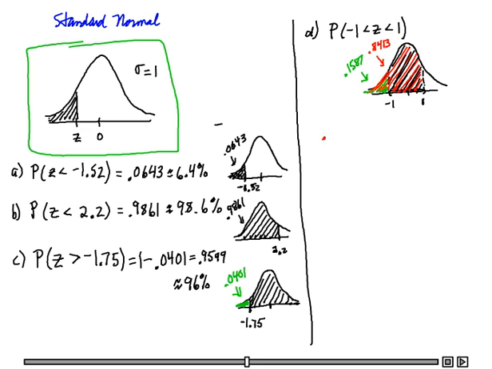So I'm going to take 0.8413, and I'm going to subtract the 0.1587 to get 0.6826, which is approximately 68%. So what we've calculated here is that approximately 68% of the values in a normally distributed data set will be within one standard deviation of the mean. So this is what the empirical rule said.